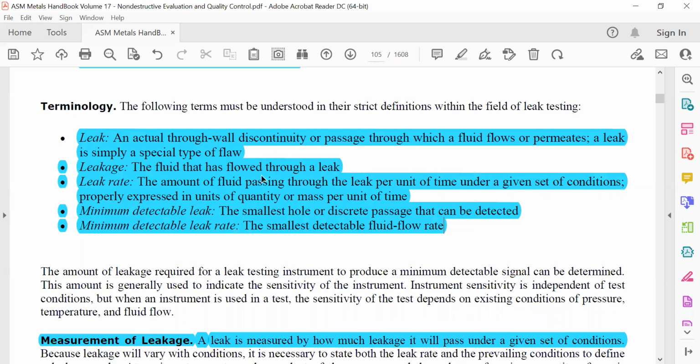Leak rate: the amount of fluid passing through the leak per unit time under a given set of conditions. Properly expressed in units of quantity or mass per unit of time. Minimum detectable leak: the smallest hole or discrete passage that can be detected. Minimum detectable leak rate: the smallest detectable fluid flow rate.